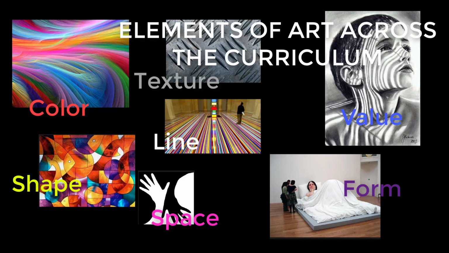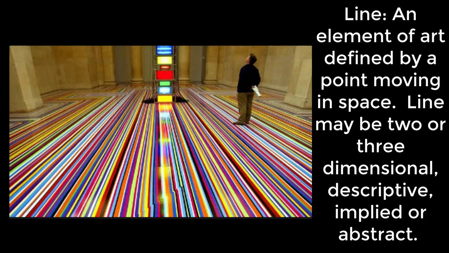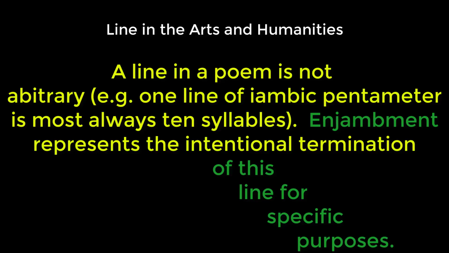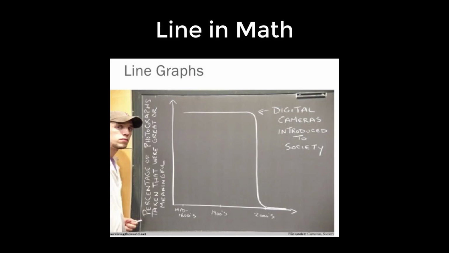Welcome to our introduction to the elements of art across the curriculum. Line is an element of art that is defined by a point moving in space. Line in arts may be expressed within a line of iambic pentameter, which is almost always 10 syllables.